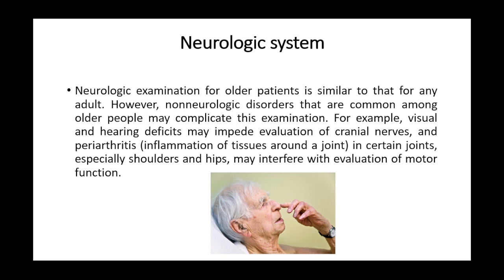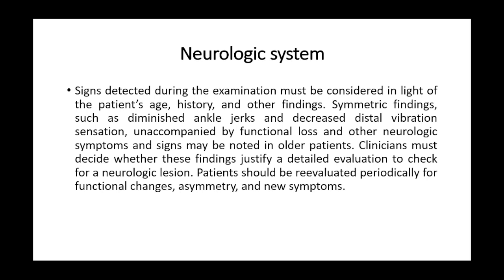Neurologic examination for older patients is similar to that for any adults. However, non-neurologic disorders that are common among older people may complicate this examination. For example, visual and hearing deficits may impede evaluation of cranial nerves, and periarthritis of certain joints, especially shoulders and hips, may interfere with evaluation of motor function. Signs detected during the examination must be considered in light of the patient's age, history, and other findings.